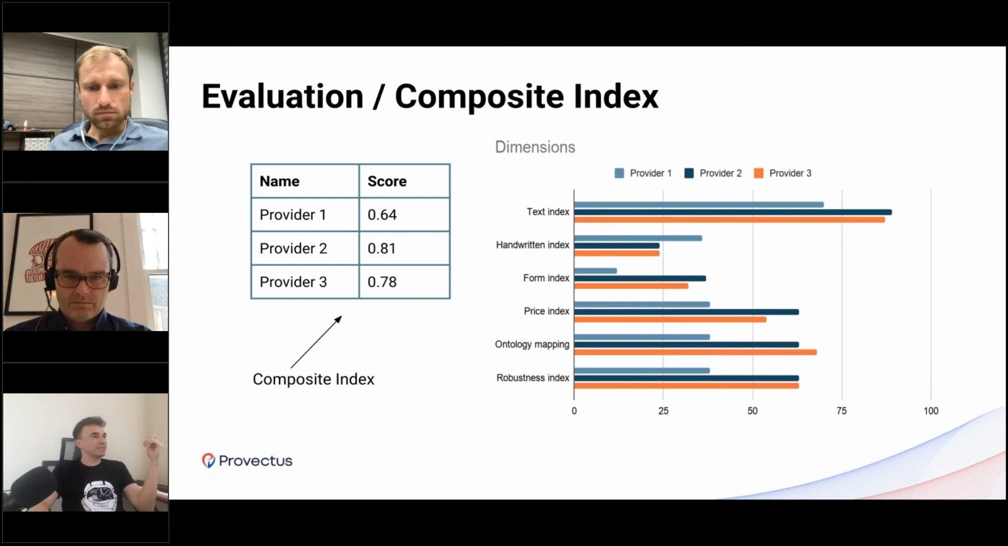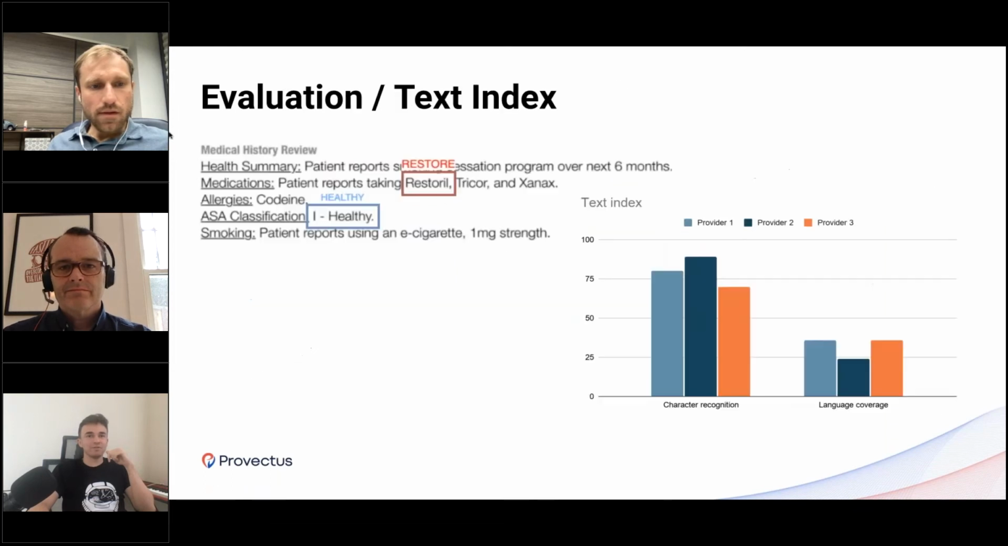Okay, let's actually click on any of these sub-indices. Let's review a simple one, which is the text index, right? Each index might have multiple sub-indexes. For example, the text index has, in this example, two sub-indexes: character recognition, which stands for accuracy of character recognition, and the second one is language coverage, because it depends on your use case. You might have different languages, not only English. So it's also worth considering when you're creating the text index.